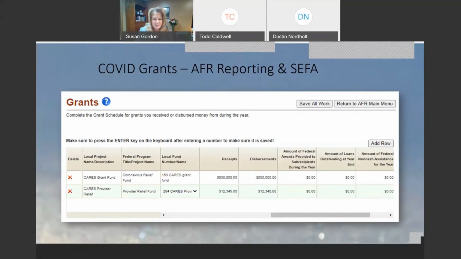And then here's the rest of that schedule with the local fund number. Here Todd has 150 CARES Grant Fund. You might have a different number, but it should be between 150 and 175. So you can see an example of how that's going to look on the grant schedule. It would for the Provider Relief Fund as well.